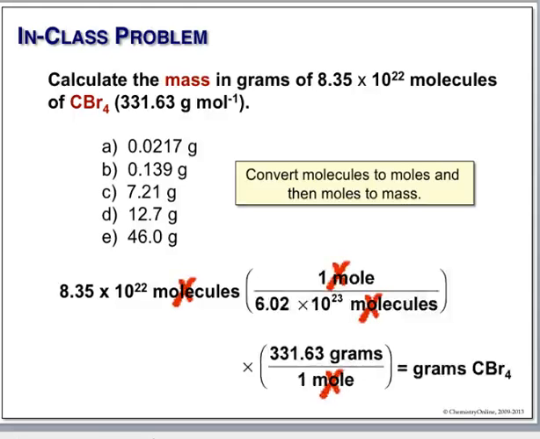Once again, run through the math on your calculator. Make sure you can do these big ugly numbers. And you should get about 46 grams of carbon tetrabromide.